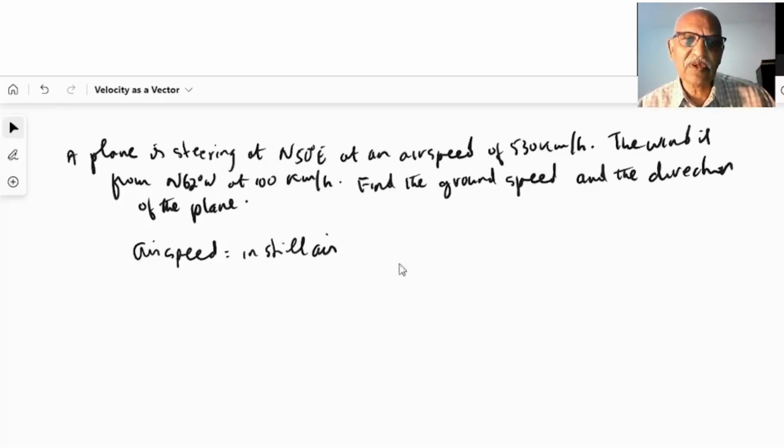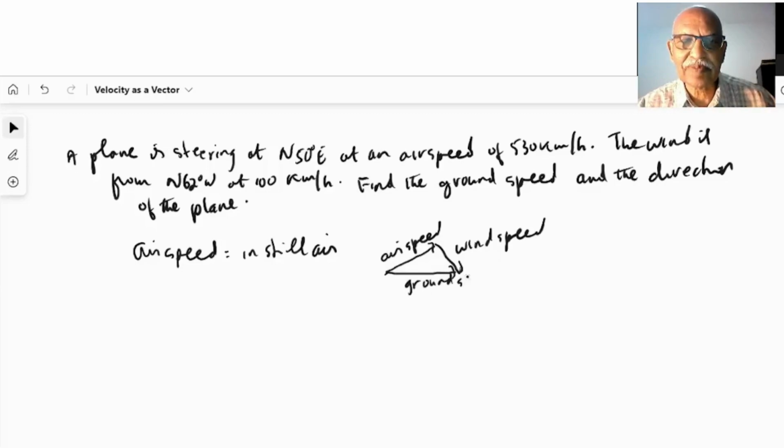So what we always have is the airspeed plus the wind speed, a triangle of flow. This plus that will be the resultant. Our resultant will be the ground speed. When we say find the ground speed, it means find the actual velocity of the plane. We can always find the direction too. The direction can be called course or it can be called track.